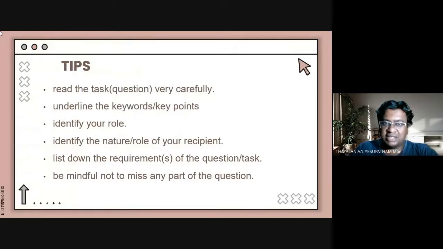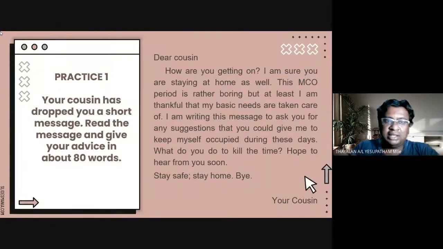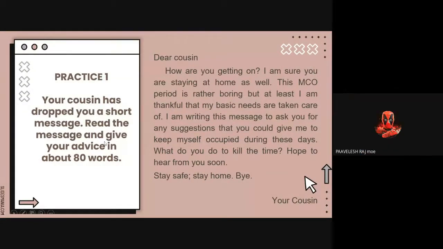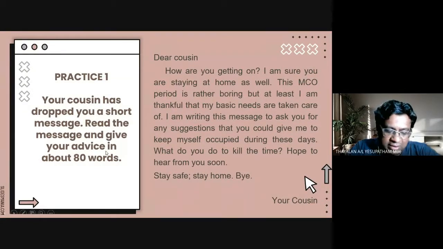We have read the task very carefully. Now underline the keywords. The keywords are give your advice. Okay? Give your advice. Now after that, identify your role. You are a cousin. Okay? You are a cousin. And then you are writing to another cousin of yours. So basically you are a cousin and you are writing to another cousin.